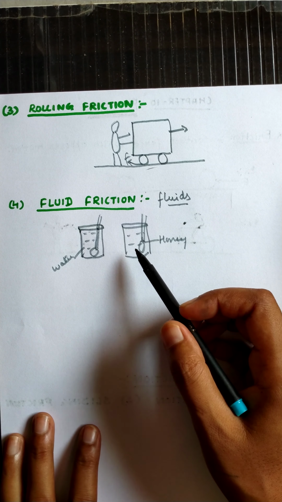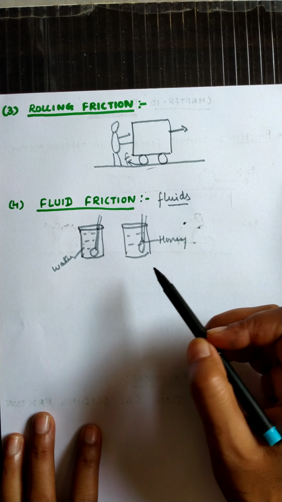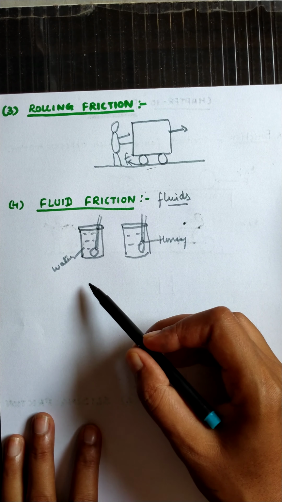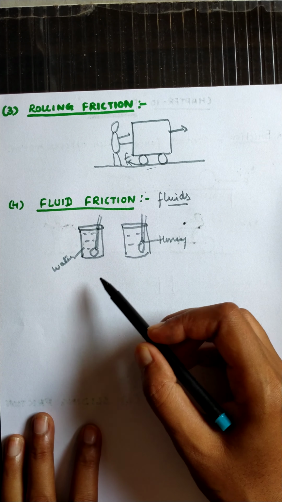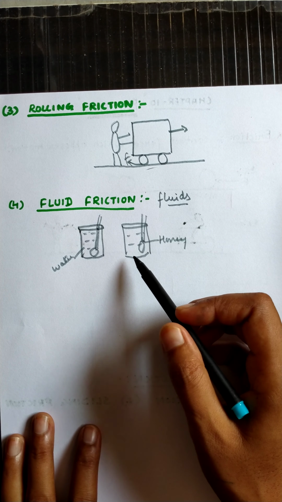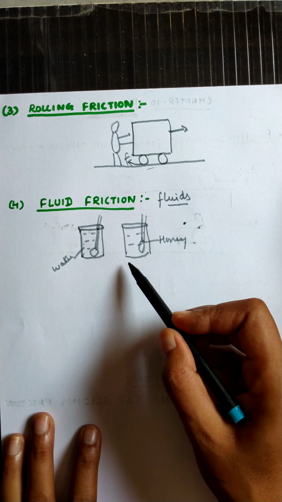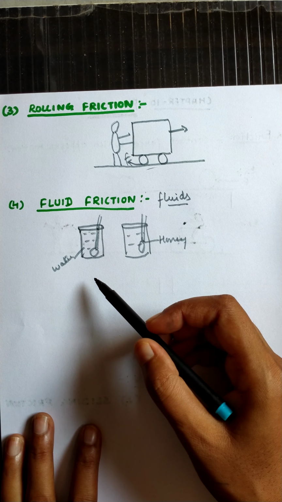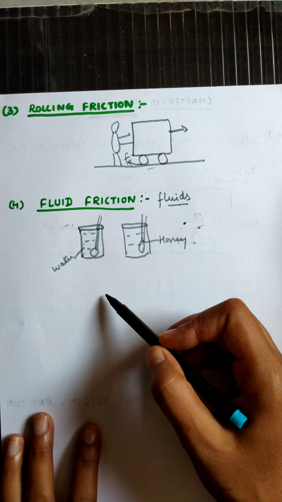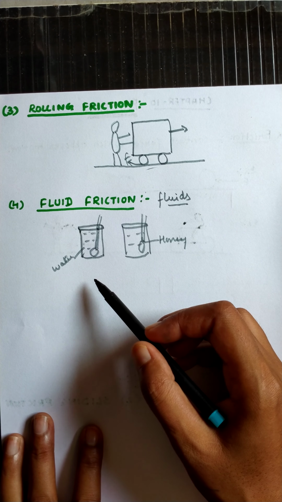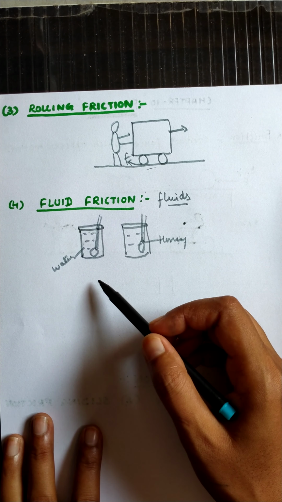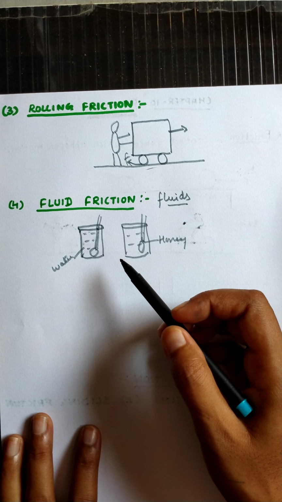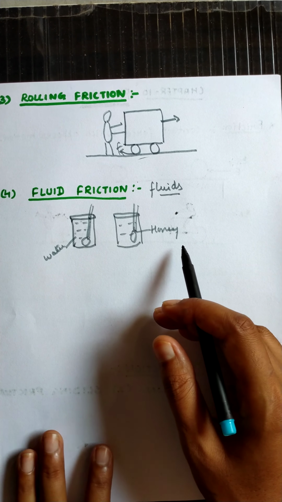Even the air also exerts force on moving objects. A very good example: when we stop pedalling the bicycle, or if the air is moving in the opposite direction, in that case also the bicycle stops moving. Over there in the motion of the bicycle, rolling friction will act, as well as the friction due to air.